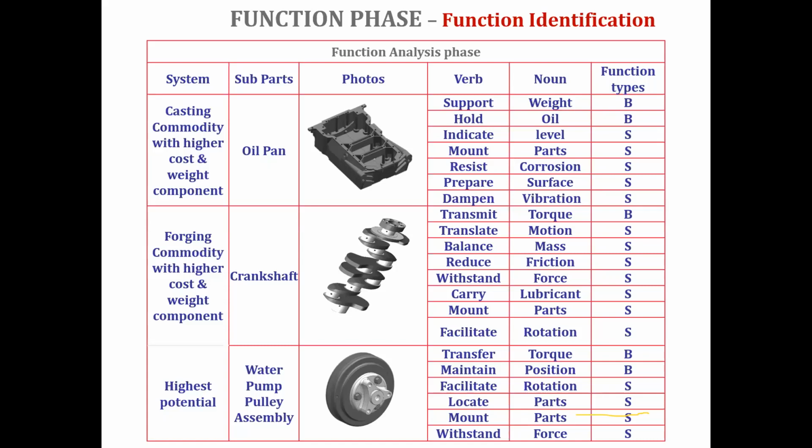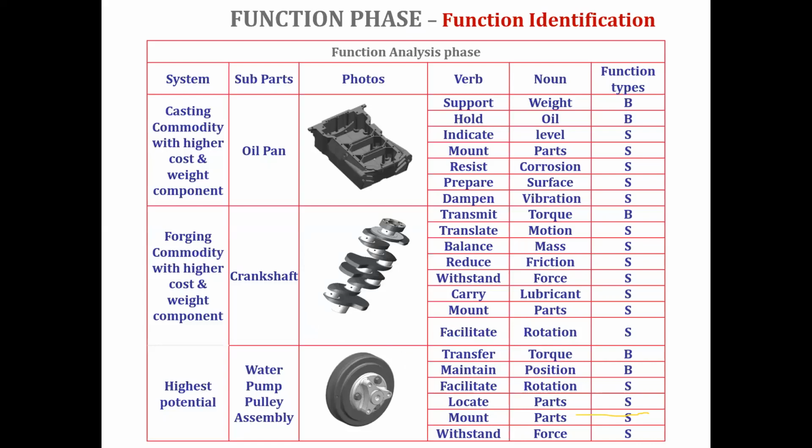Next, coming back to the crankshaft. What is the basic function of a crankshaft? To transmit torque and translate motion, and it has mass weight. It should balance the mass. Why balance mass? To reduce the torsional vibration of the engine. It needs to reduce friction and withstand force, and it is also good for carrying lubricant because it has a lubricant hole for reducing heat, and it also mounts parts and facilitates rotation.